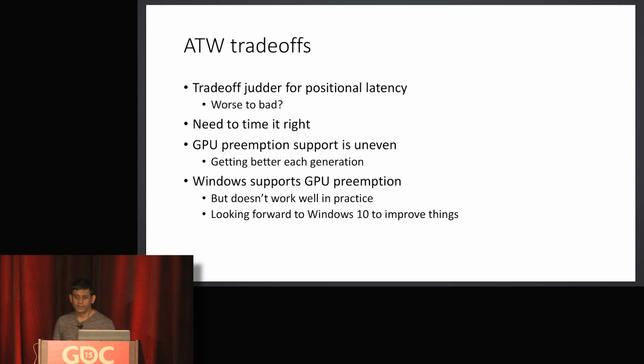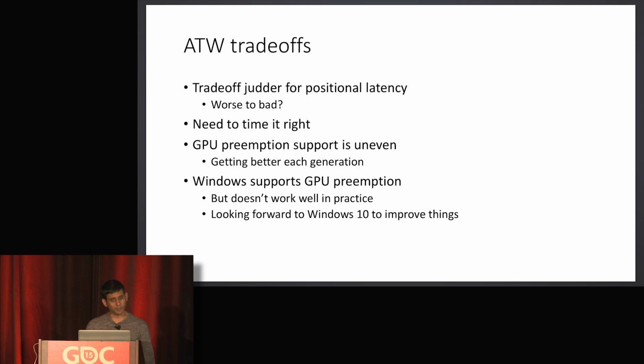So there's an interesting set of trade-offs here. We know that position latency is bad, but glitches or jitter are even worse. So ATW is basically trading off position latency to reduce glitches. And it's important to get the timing right, depending on how well the OS and GPU can do the preemption.